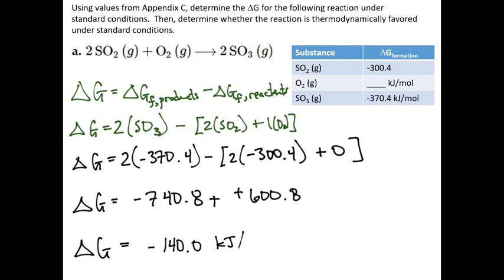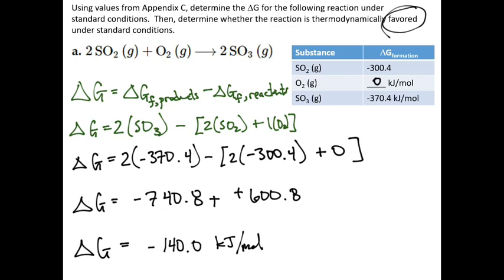I can say kilojoules or kilojoules per mole. Let's think about what that means, though. If I have a negative delta G, can I go ahead and know that this reaction is favored or not favored? Joseph, is this reaction favored or not favored? Favored. Yeah, so this reaction is favored. They didn't ask me to find that, but, oh yeah, they did, up there. Yes, it's favored because it's a negative delta G.